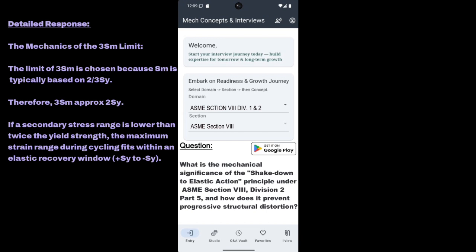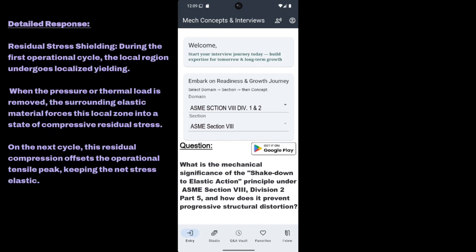The allowable stress, S sub m, is typically calibrated to 2/3 of the material's yield strength, S sub e. Therefore, a limit of 3 S sub m is roughly equal to 2 times the yield strength, or 2 S sub e. And during the startup cycle? During the very first operational cycle, a localized hotspot yields in tension. When the refiner unit cools down and the thermal load is removed, the vast surrounding area of colder elastic material acts like a clamp, forcing that localized yielded zone into a state of severe compressive residual stress.